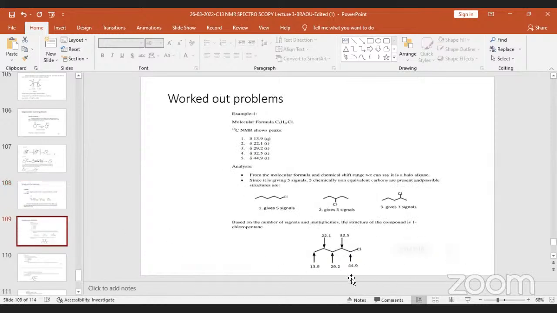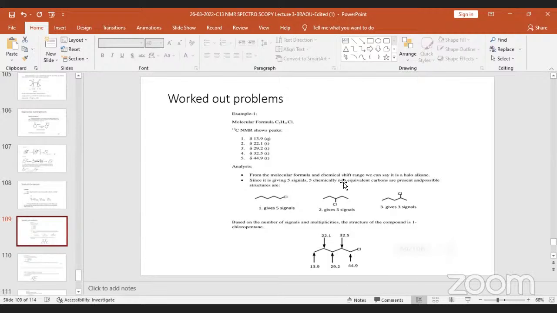Some of the problems are given here. C5H11Cl is the molecular formula, and the data is given. It is showing 5 signals, 1 quartet and 4 triplets, and we should identify the structure. The analysis is also given here.